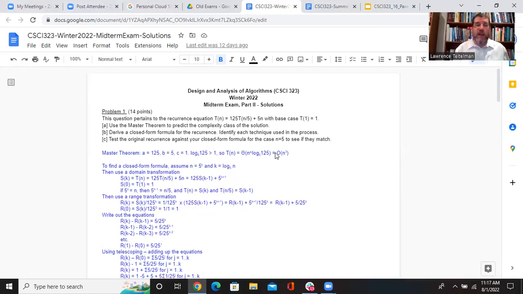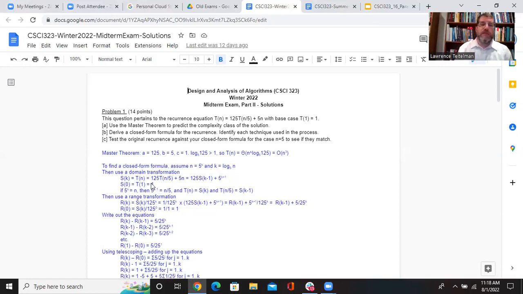There was a question on the chat over the weekend: when do you do a domain transformation, and when do you do a range transformation? Generally, you need a domain transformation when you want to change the domain. The domain in this case is n. If we switch that to k, where n is equal to 5 to the k, then n over 5 is going to be easier to deal with, right? So our domain transformation: we're going to assume that n is of the form 5 to the k, which means that k is log base 5 of n.